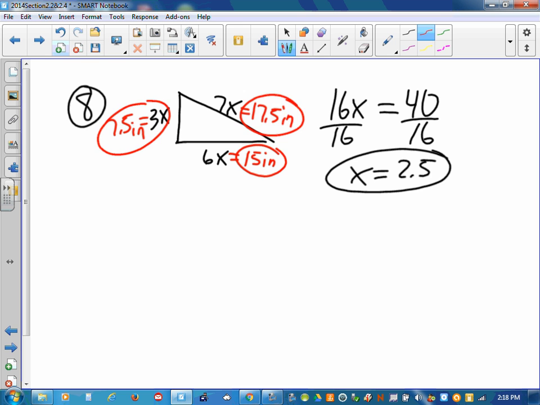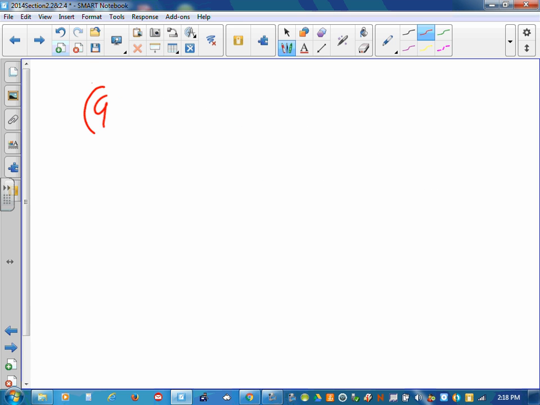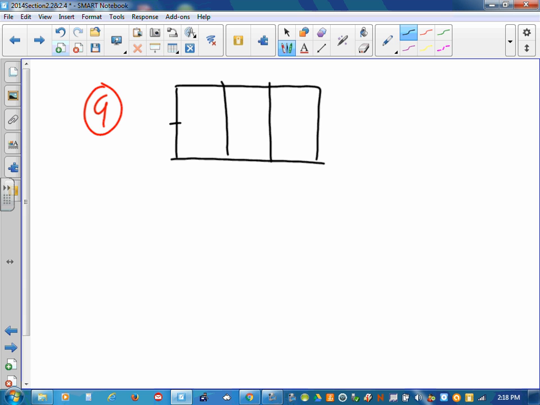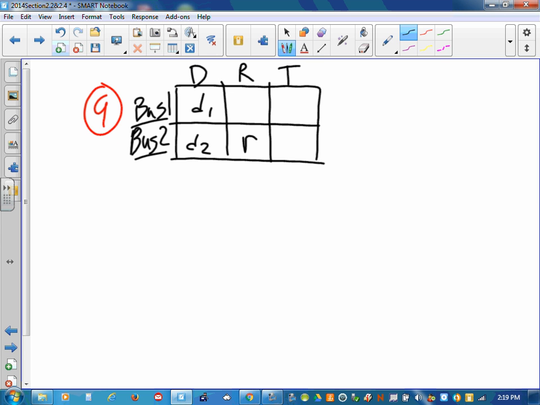Number 9. Okay, I'll switch back to black. Number 9, we have the distance, rate, and time. So I get distance 1 and distance 2. These are bus 1 and bus 2. We know that one of them is going R and the other one is going 10 miles an hour faster, so it's going to be R plus 10. And they both travel for the same amount of time, 5 hours.